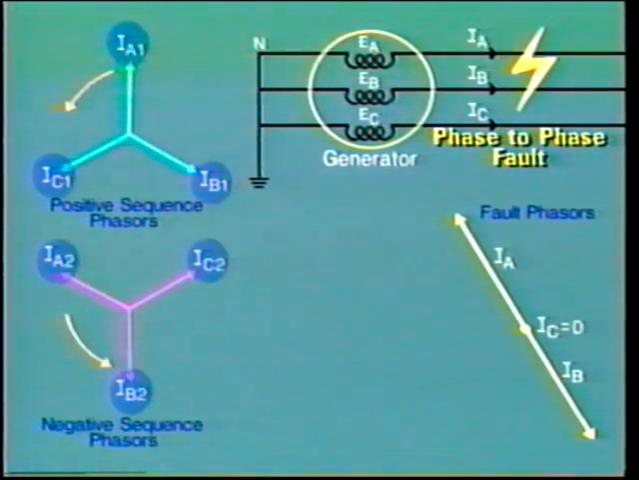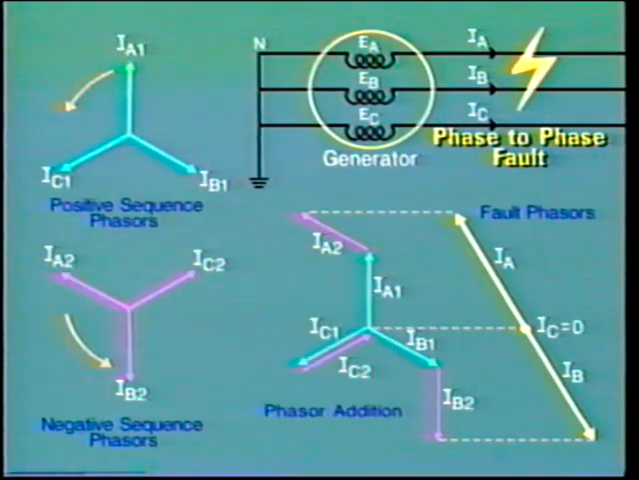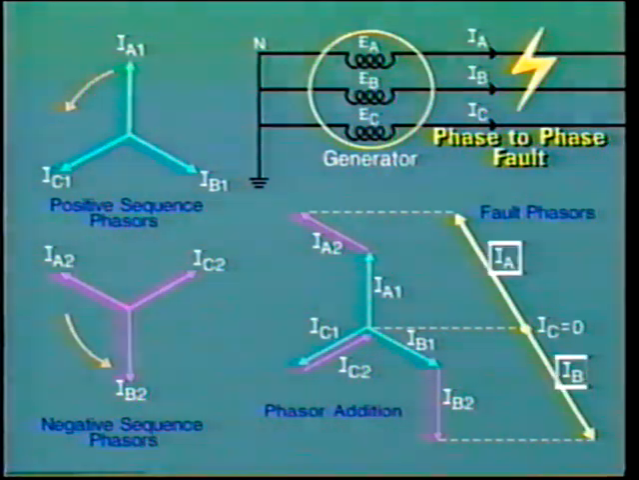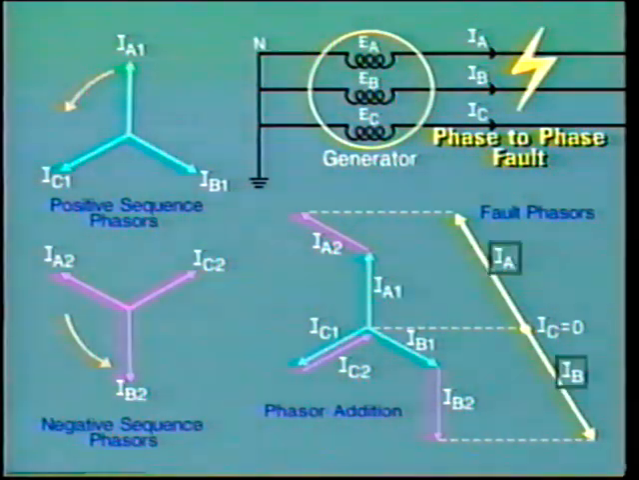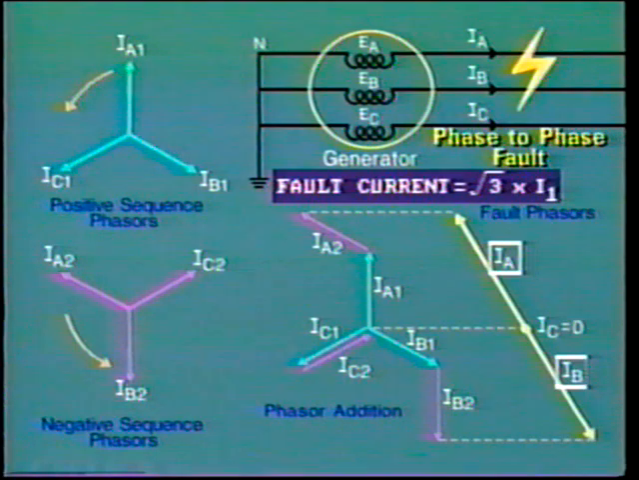I1 and I2 are equal in magnitude. Adding positive and negative sequence current phasors shows us that the current in the faulted lines A and B has a magnitude equal to √3 times the I1 current. The actual values of VA1, VB1, etc. are calculated by taking into consideration the source voltage E and the voltage drop caused by current flow through the impedance to the fault. And we'll look at this in the next segment.